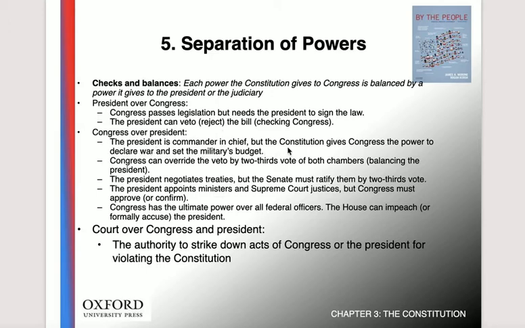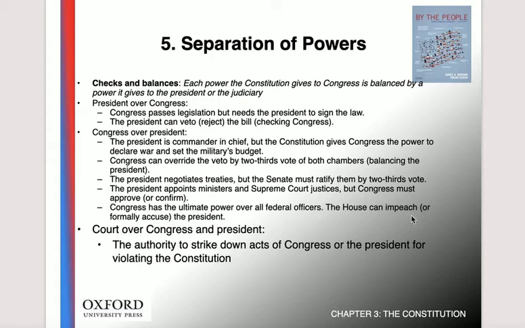The president is the commander in chief, but Congress has the power to declare war and to set the military budget. Congress can override a veto with a 2/3 majority. The president negotiates international treaties, but the Senate has to ratify them by 2/3 vote. The president appoints ministers, Supreme Court justices, or cabinet heads, and Congress has to approve them. Congress has the ultimate power over all federal offices.